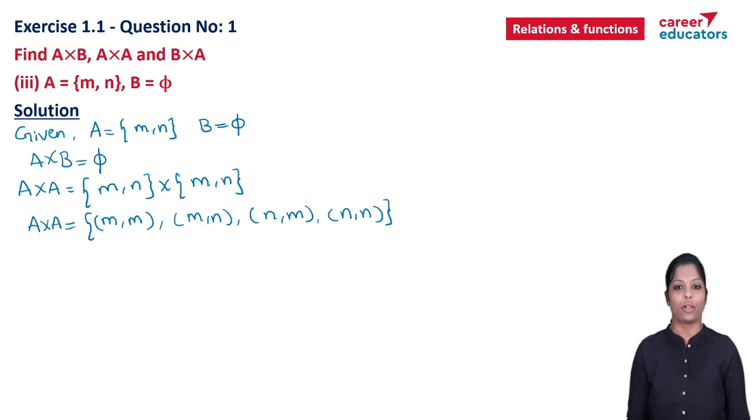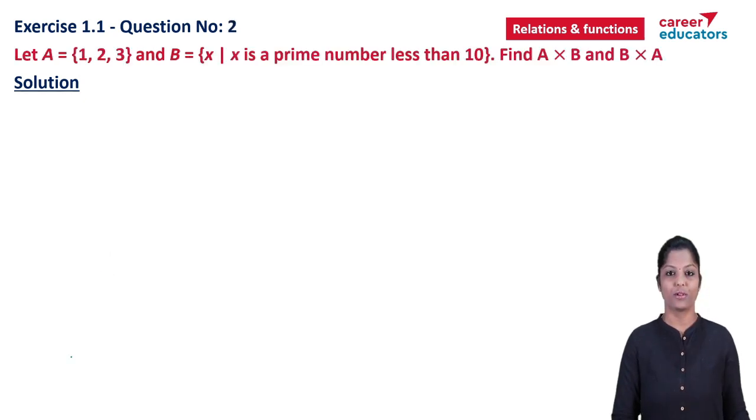Next, we are going to find B cross A. If you find B cross A, you will get null set because B does not contain anything. So, B cross A equal to null set. Next, we are going to solve question number 2. In question number 2, they have given A equal to 1, 2, 3 and B equal to X, X is a prime number less than 10. We have to find A cross B and B cross A.